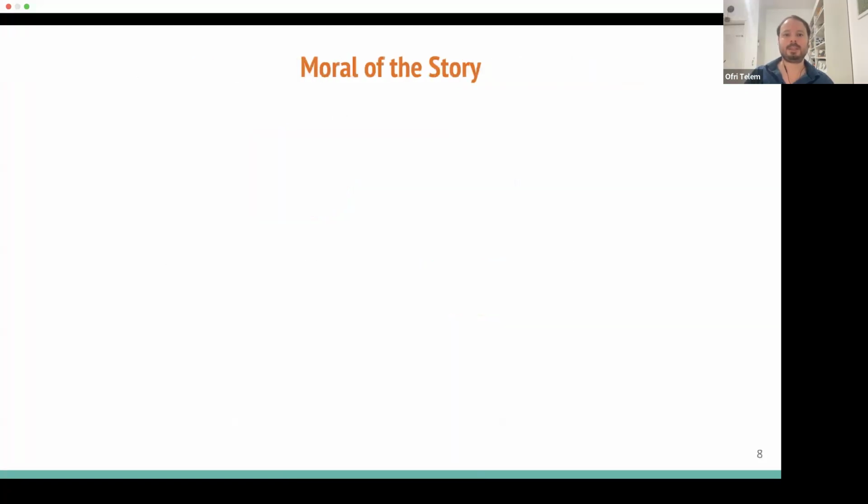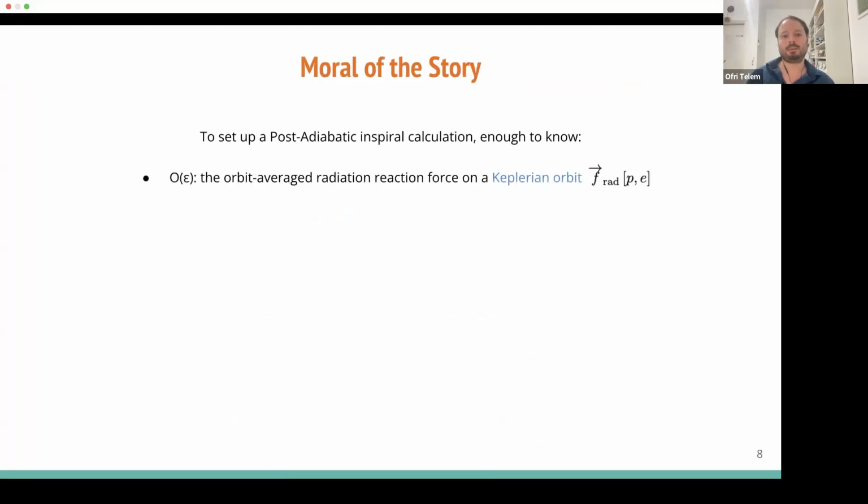All right. So the moral of this story is that to set up post-adiabatic inspiral calculation, it's enough to know, to order epsilon, the ratio between the periods, the orbit average radiation reaction force on a Keplerian orbit. Okay, it's a functional of P and E, and we can apply it to the changing P and E as a function of time. And of course, that's not the exact orbit. That's just the first order in the mass ratio orbit. And to the next order, we need the partials.